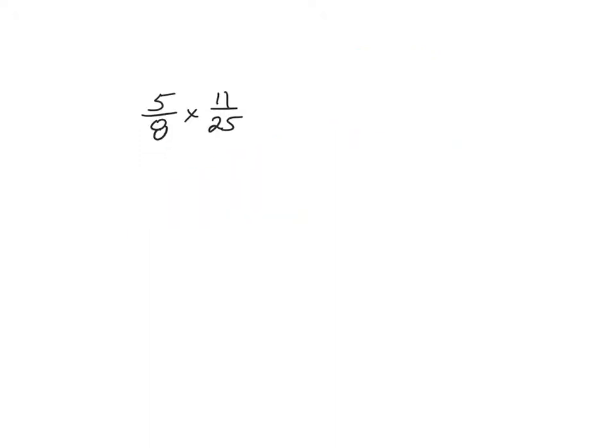Let's do another one that same way. I have 5/8 times 11/25. As I take a look at the numerator 5 and the denominator 25, I know that I can divide both of those by 5. So 5 divided by 5 is 1, 25 divided by 5 is 5. Now I can go straight across and multiply. 1 times 11 is 11, 8 times 5 is 40. 11/40 is in lowest terms.